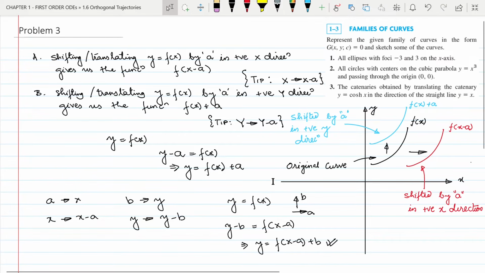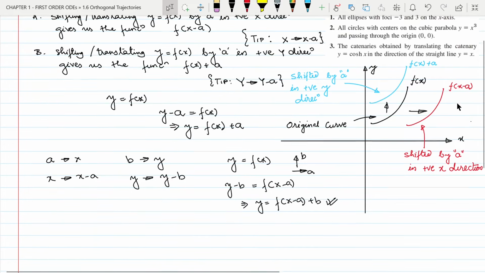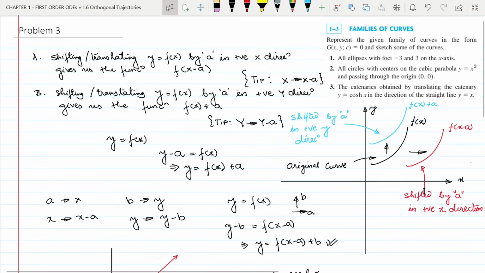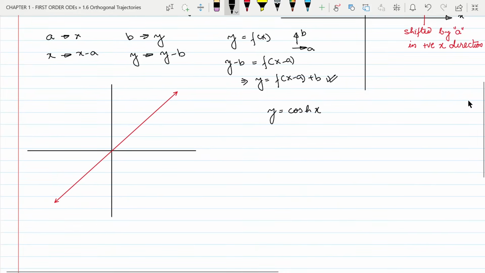So with this theory in mind, the question is asking us to translate the catenary y equal to cos hyperbolic x in the direction of the straight line y equal to x. The given function is y equal to cos hyperbolic x, and we are going to translate this function in the direction of the straight line y equal to x. So this is the xy plane and this is the straight line y equal to x.